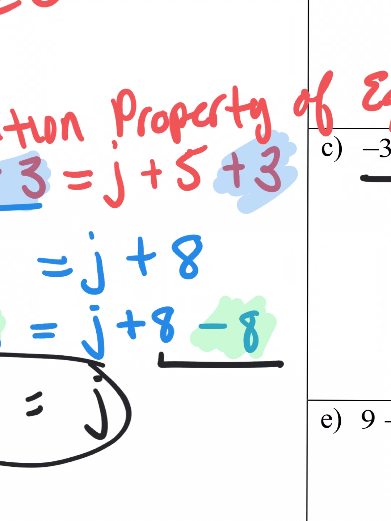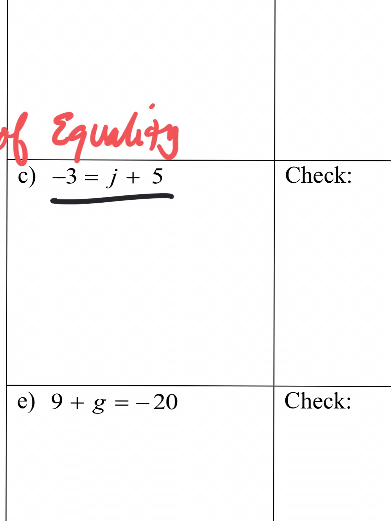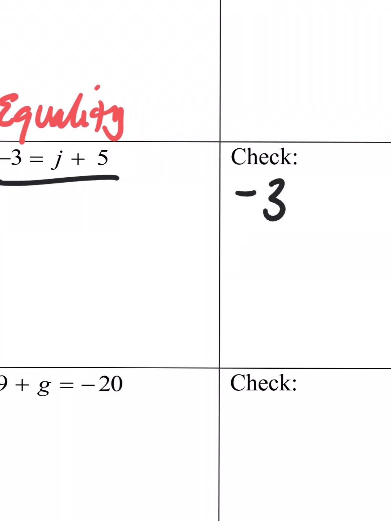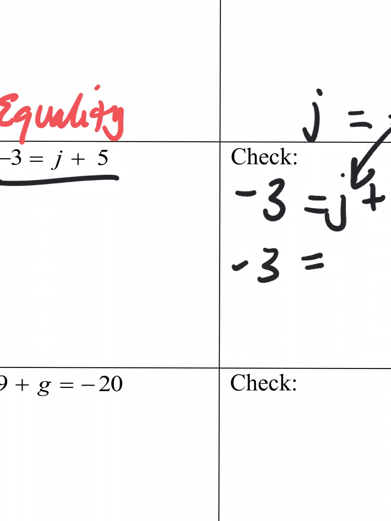And that's the answer. If I wanted to check to see if I'm correct, here's what I could do. This is how you do a check. Let's take the original expression, negative 3 equals j plus 5. And let's put in the value we got for j. We said j was negative 8. Let's put that in right here where j goes. And let's see what we get. We get negative 3 equals negative 8 plus 5. What does negative 8 plus 5 equal? Well, it's negative 3. So I get negative 3 equals negative 3. And that, of course, is a true statement. So we've proved that j is negative 8 by doing this check.